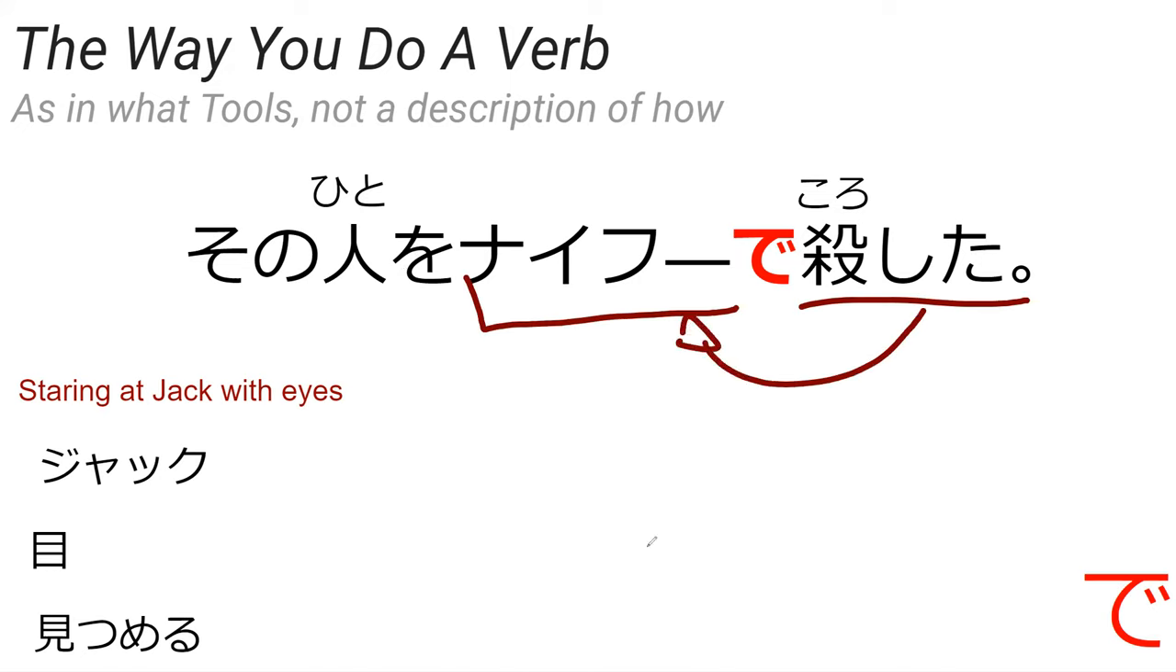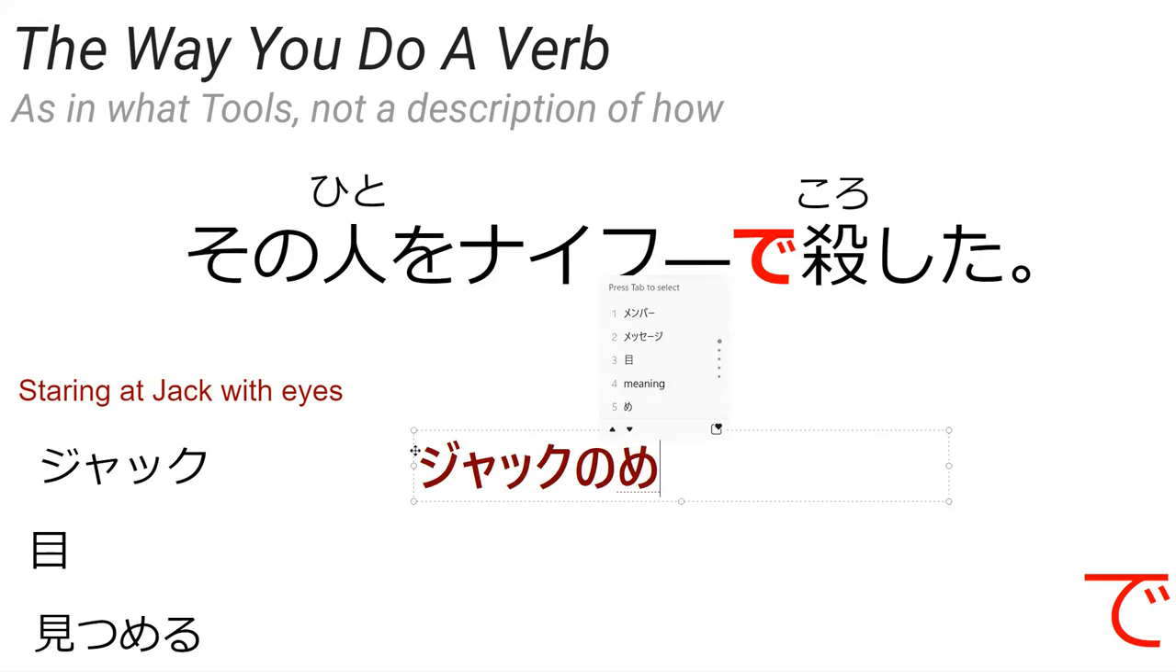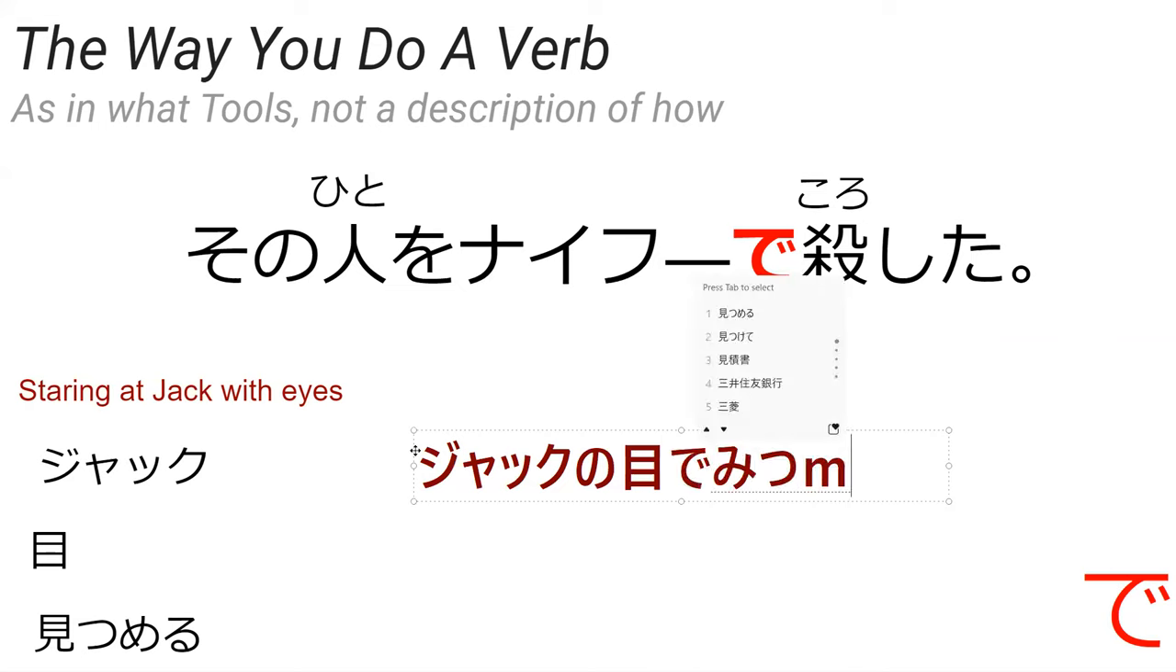So I want you to say staring at Jack with eyes. So I have Jack, eyes, and staring at. So me and mitsumeru. How do you think you would say that? Jack no me de mitsumeru. So this says looking with Jack's eyes. I think that wasn't the goal of my sentence.